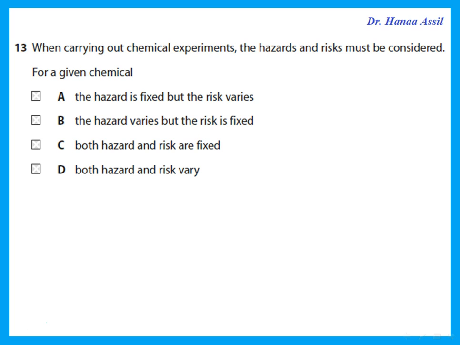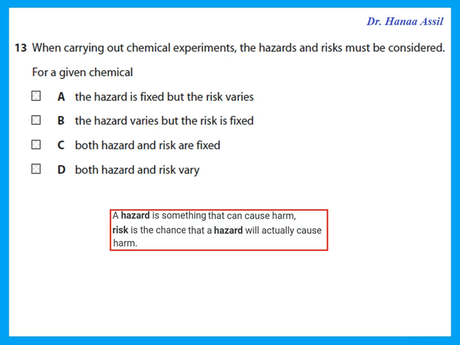When carrying out chemical experiments, hazards and risks must be considered. What is a hazard and what is a risk? Remember, a hazard is something that's harmful. So anything that is harmful, a chemical in the lab or a substance that is harmful, that is a hazard. Now, the risk is the chance that this hazard will actually be harmful. So we could have something that is harmful, but we take safety precautions so that there is no risk or there is less risk. So the hazard is fixed. It is either harmful or it's not harmful. But the risk can vary depending on our safety precautions.